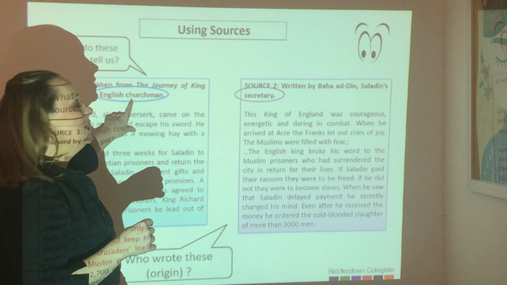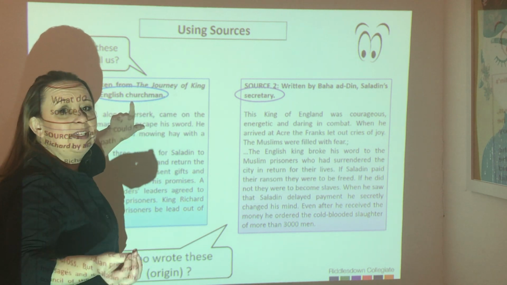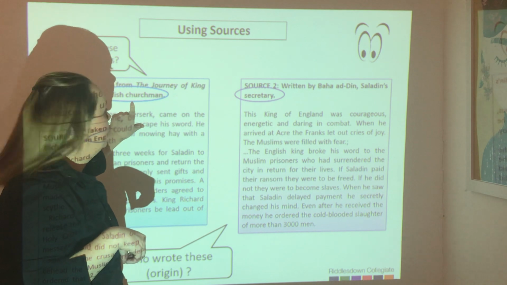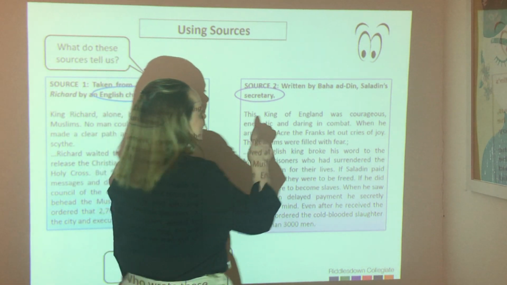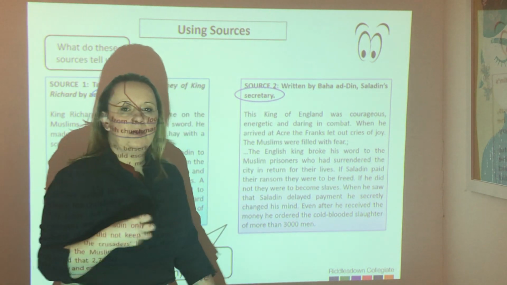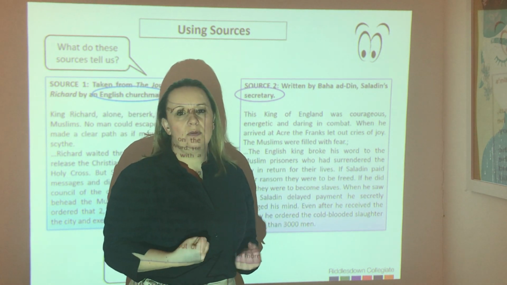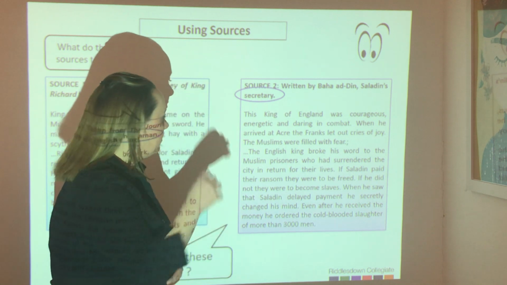We don't even know if this English churchman was on the crusade himself. He could have been writing that from back in England, in the safety of England. But this, we've got Saladin's secretary. So that would have been a person very close to Saladin who would have seen what he was doing, who would have seen what had happened. Let's have a look at the source.